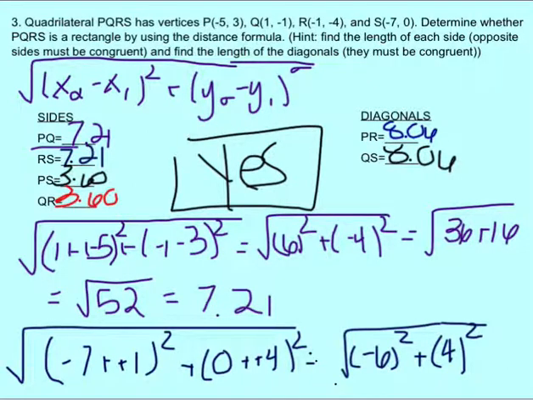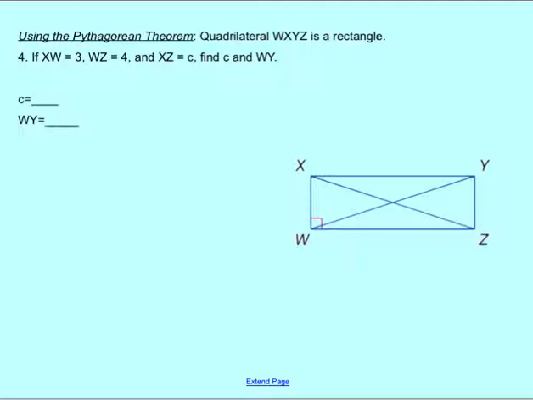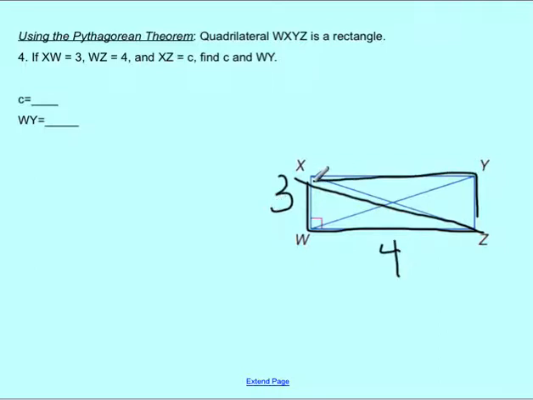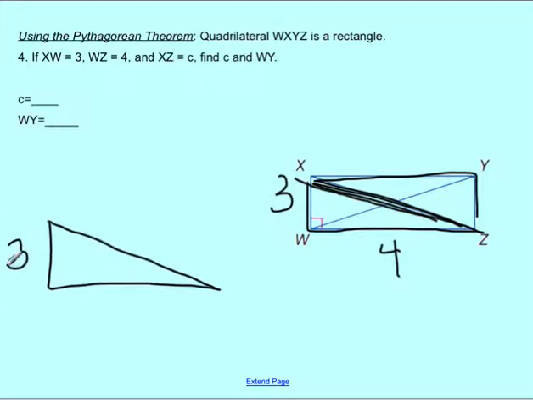So let's take a look at that last problem, which is using the Pythagorean theorem. Right in here, because that's a right angle, I actually have a right triangle. So XW is 3, WZ is 4. So I actually have two right angles. Once I can figure out this line, I'll know the hypotenuse of both. So let's pull that right angle out. So we have 3, and we have 4, and we have x.